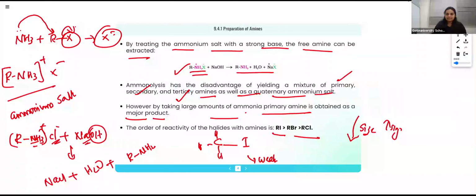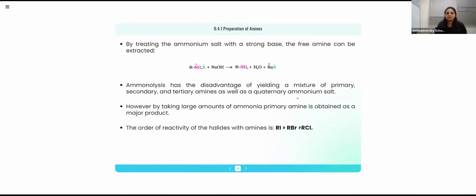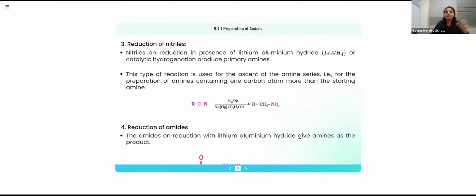Okay. Yes, that is the second method for the preparation. First method was from nitro compound, right? Then the third method is reduction of nitriles. What is nitrile? I already told you what is nitrile, right? What is a nitrile compound? Nitrile compounds means they have a CN group. The cyano group, is it called nitro or nitriles? Not nitro, nitriles. The compounds containing CN groups are called nitriles.